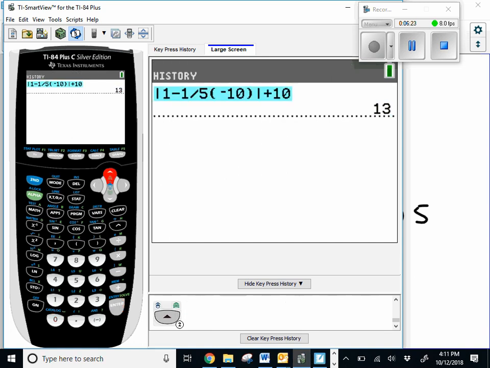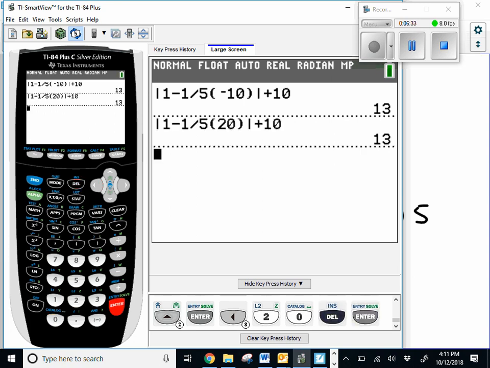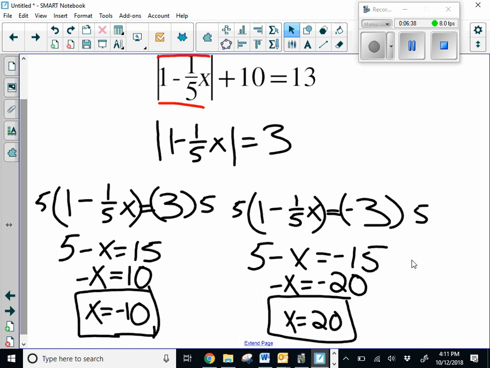Then we want to do the same thing, but instead of negative 10, we want to put a 20 in there. So we'll go over, put 20, not 200. Cool. Enter. Also gives us 13. So in this case, both of these, negative 10 and 20, are possible solutions because they both were true.